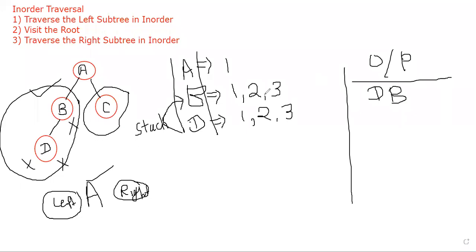As the right subtree is empty, we backtrack. So from B we backtrack to A, and A is on the stack. All these nodes are on a stack.